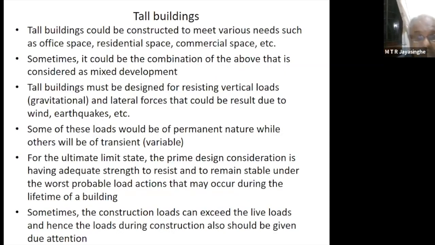So today, we are going to talk about structural forms for tall buildings. And you all know tall buildings can be constructed to meet various needs like office space, residential space, commercial space, and sometimes you get very tall buildings where you combine so many different things. Basically you have to resist gravitational loads, the vertical loads, and lateral loads. Some of these loads are permanent in nature, like the self-weight, whereas others are variable.